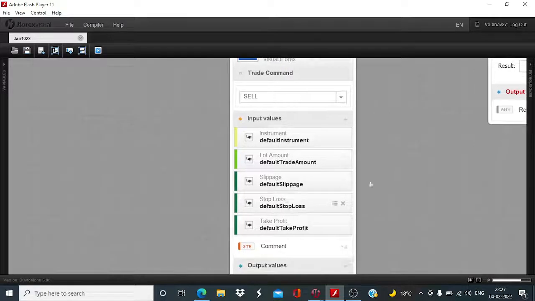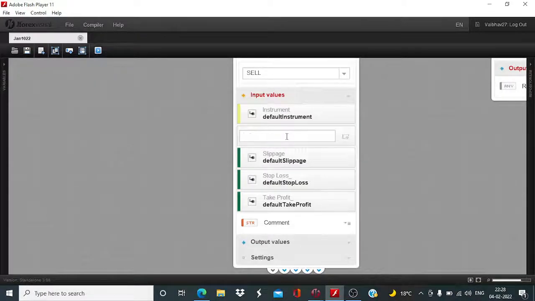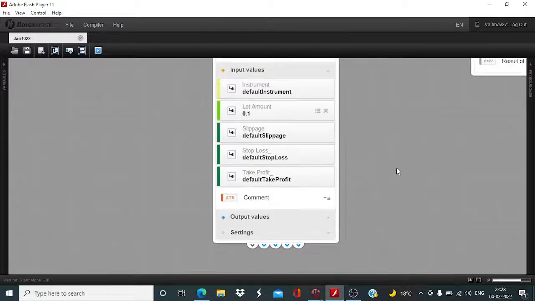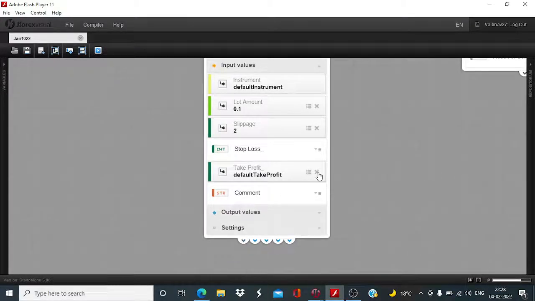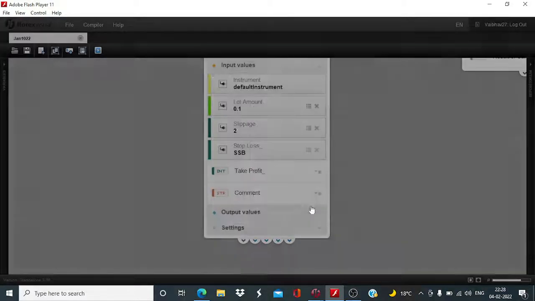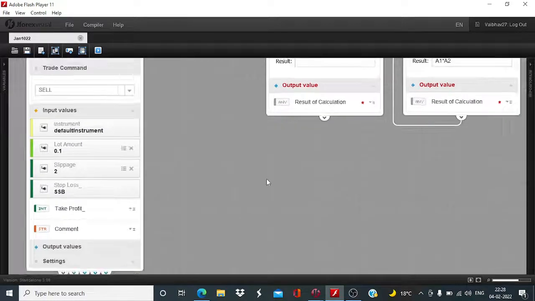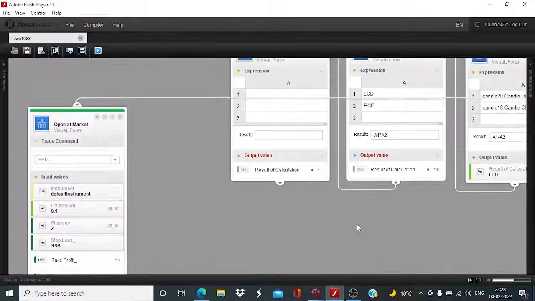Default instrument remains as it is. Trade amount I will change to 0.1 million. Slippage, I think 2 pips is good enough. Okay, this we will define. We will have to create new variables here. I will name it SSB, and its value will be derived from the calculation which we had carried out here.